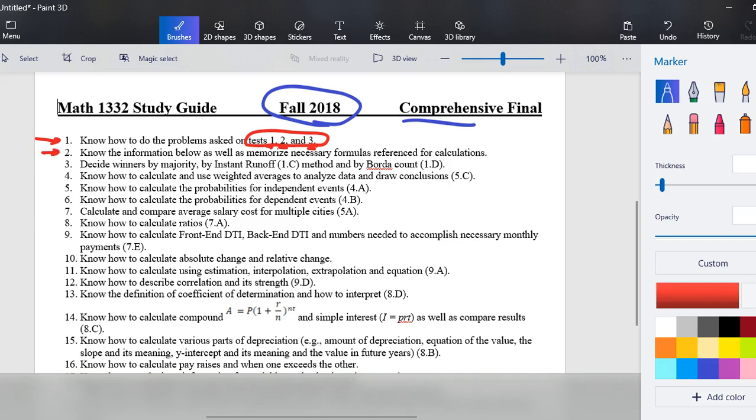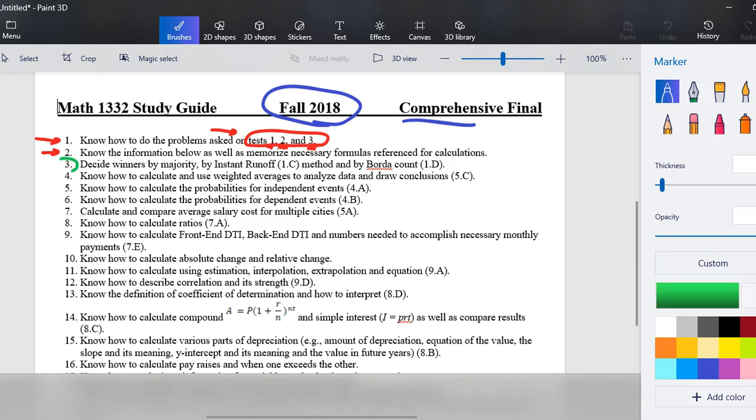The next big part, because that's about half the test: know the information below as well as memorize necessary formulas referenced for calculations. And I'll be real specific about what's going to be on the test and what is not going to be on the test. Most of the formulas will be provided, but let's walk through some pieces and parts.